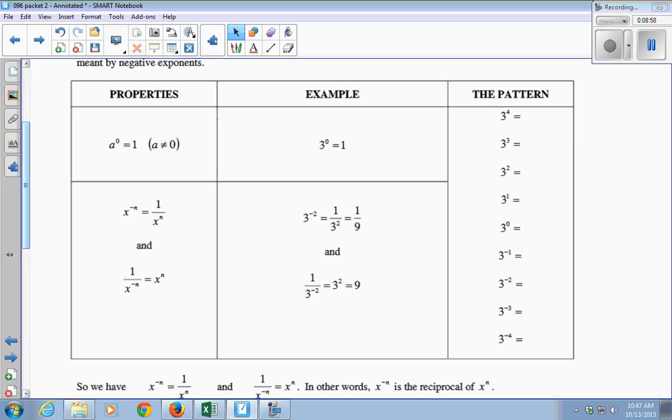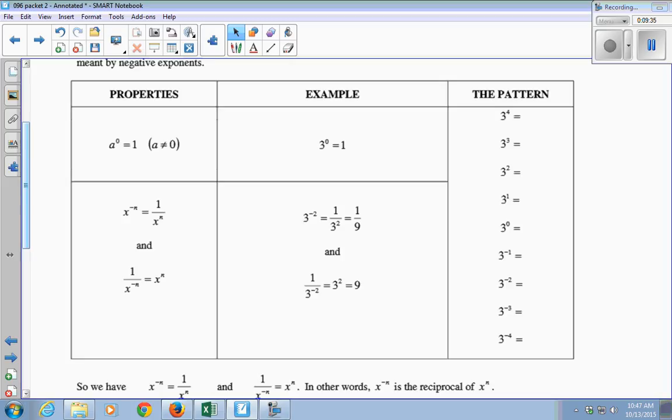And if you raise a number to a negative exponent, that means take the reciprocal, flip it over, do 1 over that same number to the positive exponent. Or vice versa. If you have a negative in the denominator, you can move it up to the numerator and make it positive. So for example, 3 to the negative 2 is the same thing as 1 over 3 to the positive 2, or 1/9. And 1 over 3 to the negative 2, you can take that 3 to the negative 2, move it up, and it becomes 3 to the positive 2, which is 9.